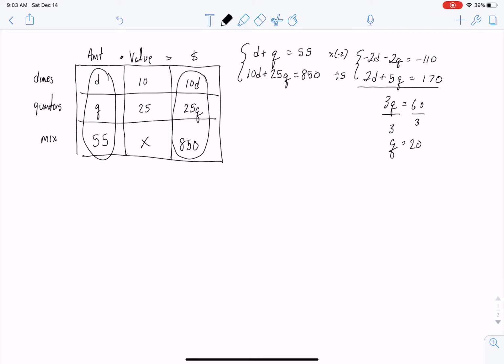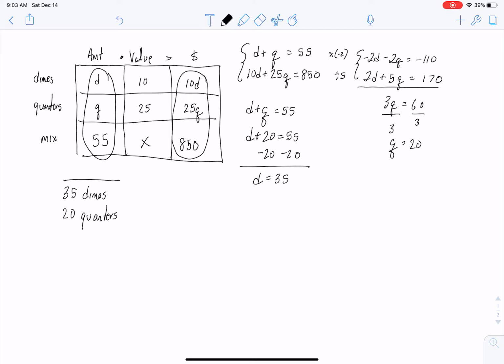Now I substitute in, right? D plus Q equals 55. And Q is 20, so D plus 20 equals 55. We subtract 20, and we get D equals 35. So we would write 35 dimes and 20 quarters and box that as our answer.